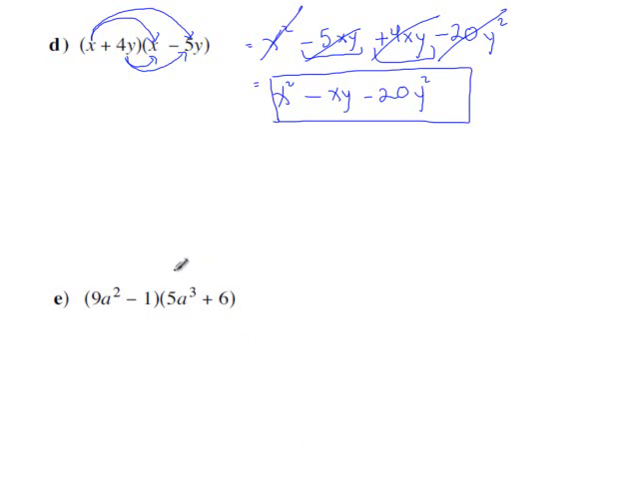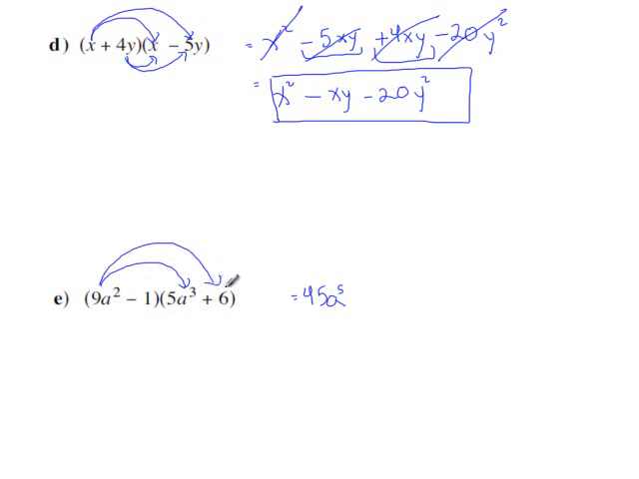And last problem. So I'm going to multiply 9a squared by 5a cubed. 9 times 5 is 45. A squared times a cubed, remember your exponent law. When two things have the same base and are being multiplied together, you add their exponents. So a squared times a cubed is a to the power of 2 plus 3 is 5, so a to the 5th. So 9a squared times 5a cubed is 45a to the 5th.